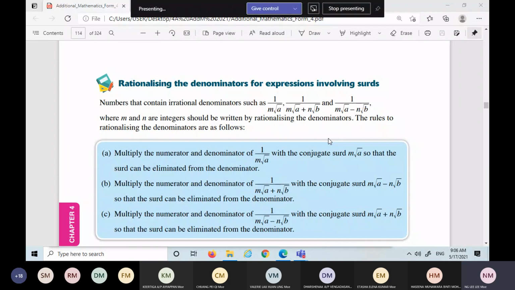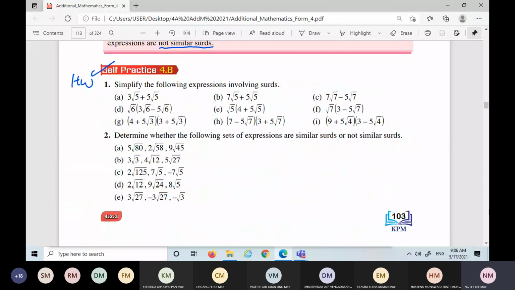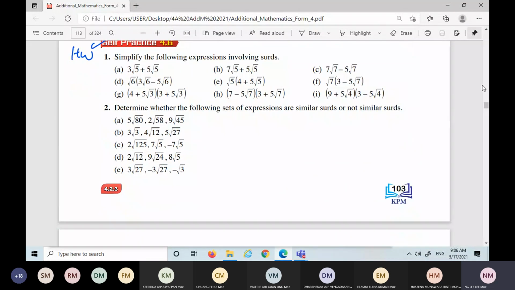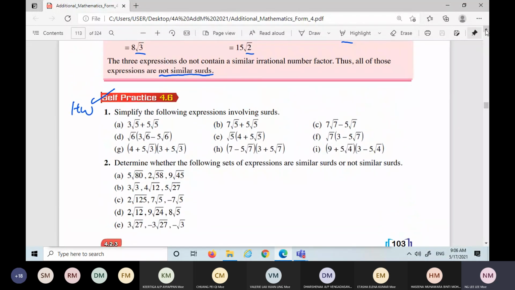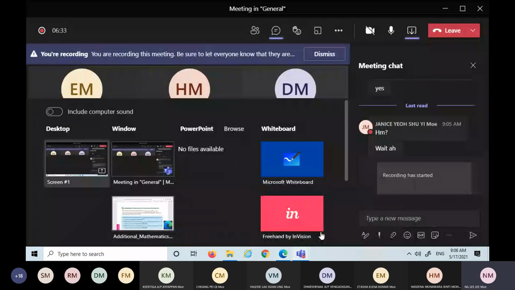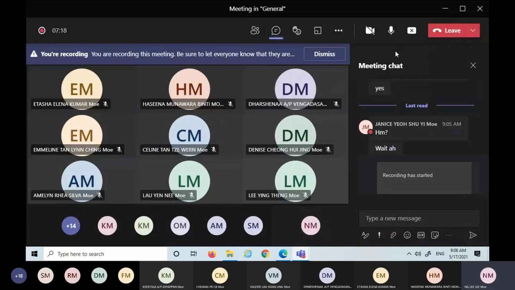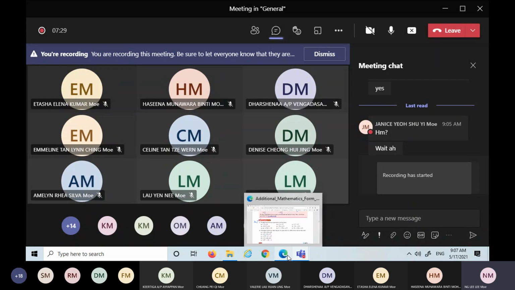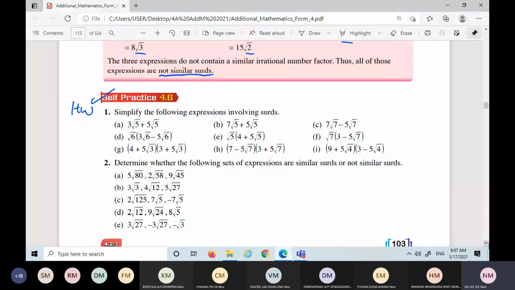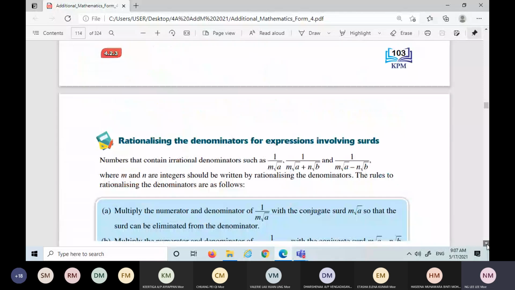Okay, so I remember before the 1 week holiday, we stopped here, self practice 4.6. So far, any questions you all want to ask? If you want to ask me personally, you can also WhatsApp me personally. Okay, so we just continue in the same book, because it's still the same chapter.